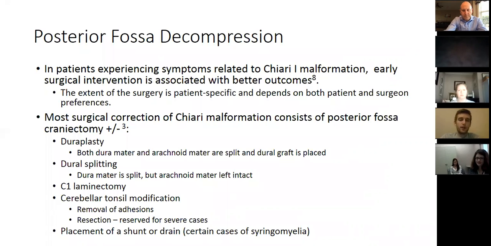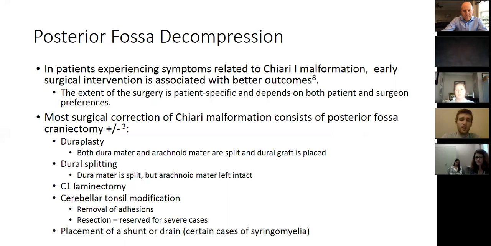Another option, so this way they don't totally go through the meninges, is dural splitting. So the surgeon splits the dura mater, leaves the arachnoid mater intact. And the theory behind this is since the arachnoid mater is more flexible, it allows for the CSF to flow around those cerebellar tonsils, also keeping that meninge intact.